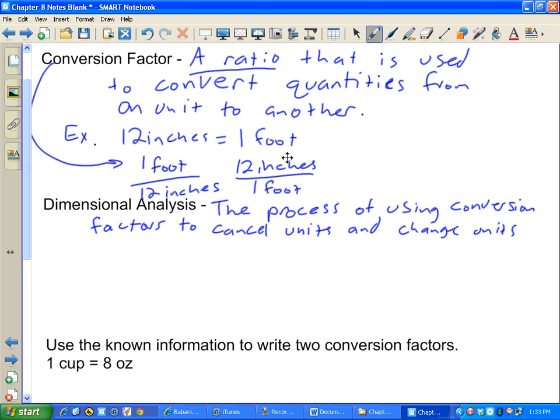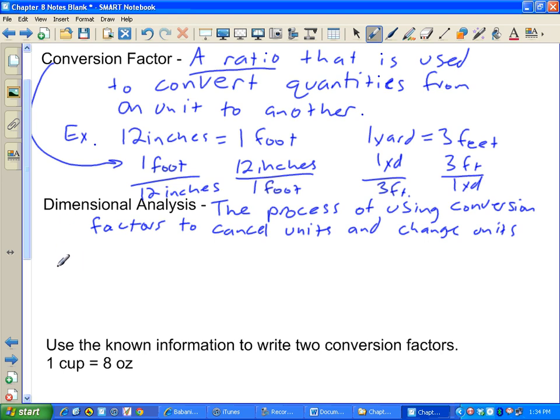I'll use this same thing. I'm going to put another conversion factor in here. Okay, 1 yard equals 3 feet. So I could have 1 yard over 3 feet, or I could have 3 feet over 1 yard. So a dimensional analysis problem would be like this.